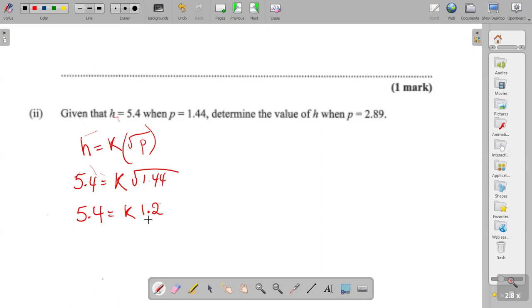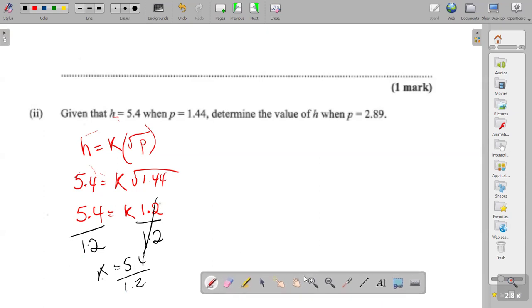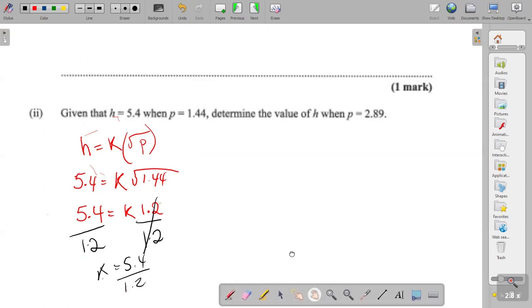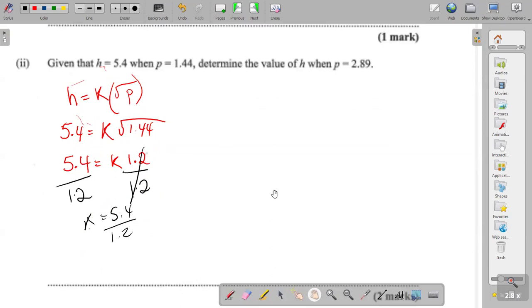All right, so again, very good. Divide by 1.2 on both sides. So somebody, what's the value of K? So K is going to be equal to 5.4 divided by 1.2. How much is that? So K is 4.5.